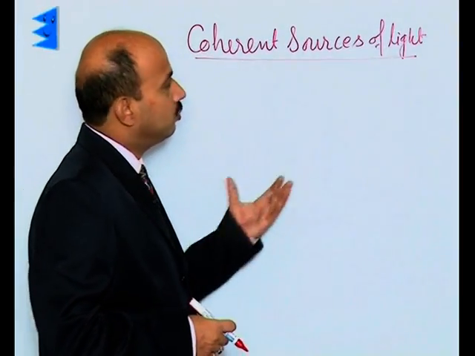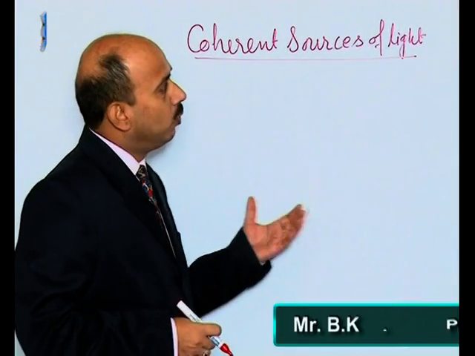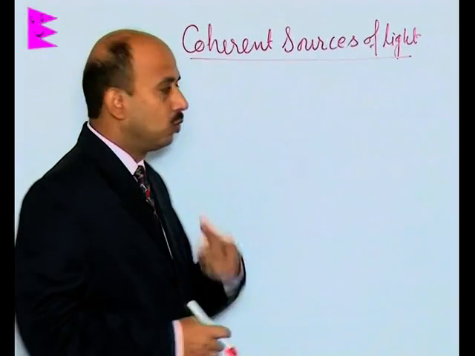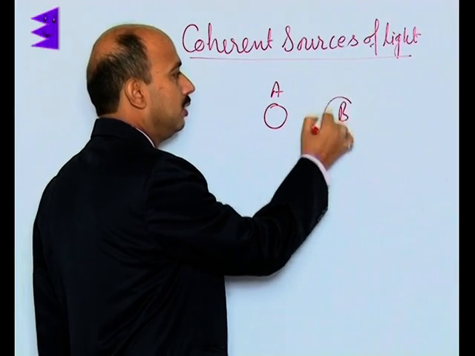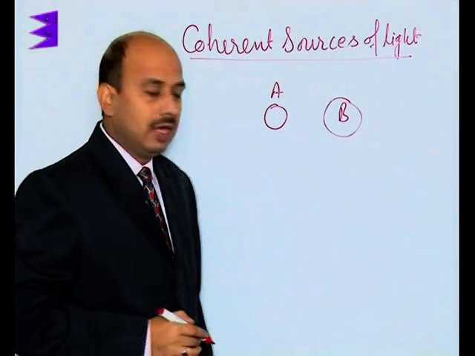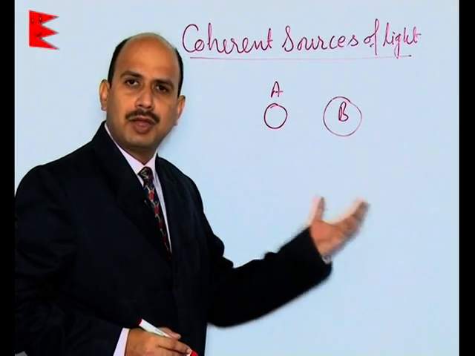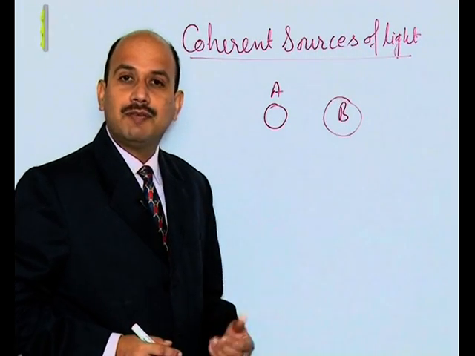Now see here, coherent sources of light. We have done the principle of superposition. Now, what are actually coherent sources? If you have two sources of light, suppose this is A and this is B, and these two sources are emitting light waves continuously of the same frequency, that means the same wavelength, and a constant phase difference.